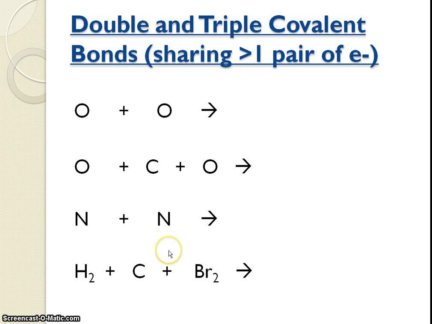And these examples are a little bit more complicated than the first examples because they involve double and triple bonds. So it's sharing more than 1 pair of electrons. And again, it's not something that I can explain over the video, so just come in at lunch and see me and I can show you how to do these.